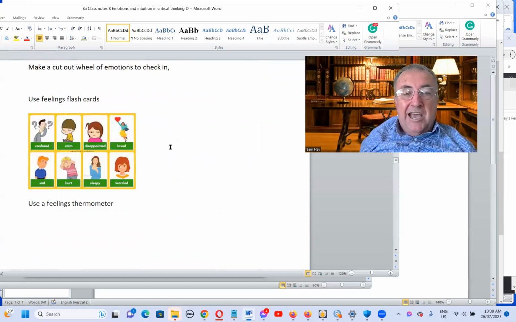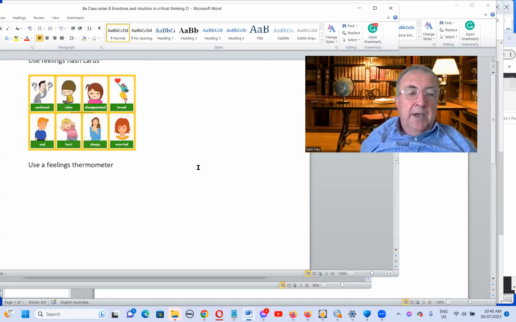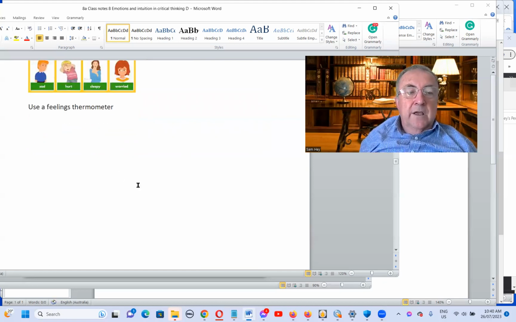We could use flashcards in our classes where we could ask students to choose a flashcard, and we could use them in different ways and ask them, if you feel confused, why do you feel confused? And you could randomly give these to different students and ask students to talk about how they feel when they feel disappointed, how they feel when they feel hurt.